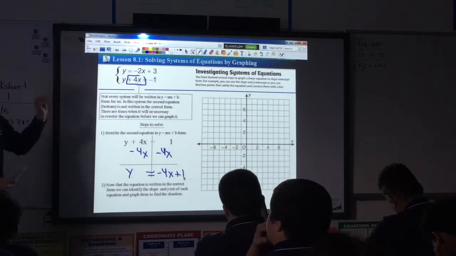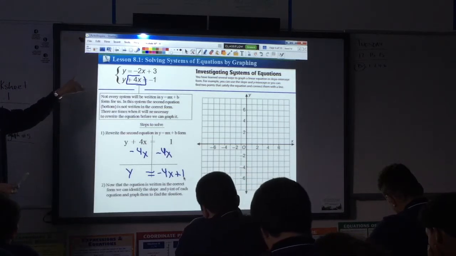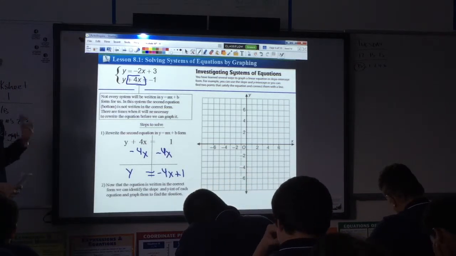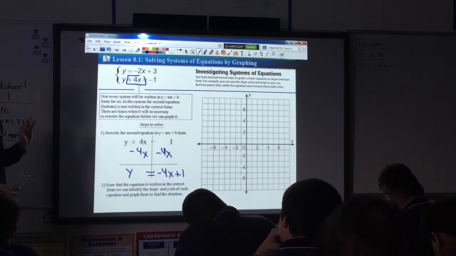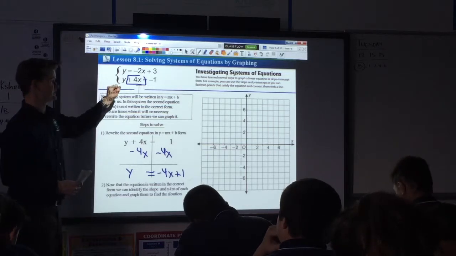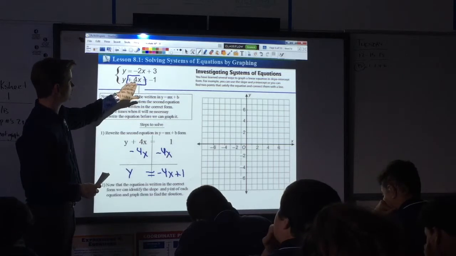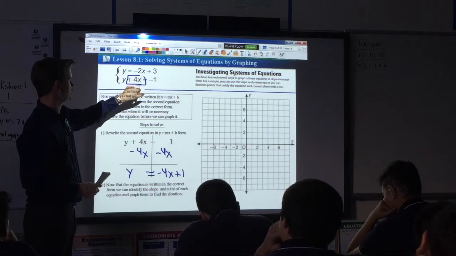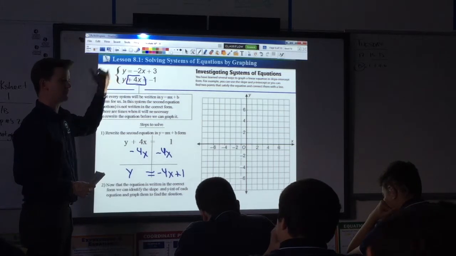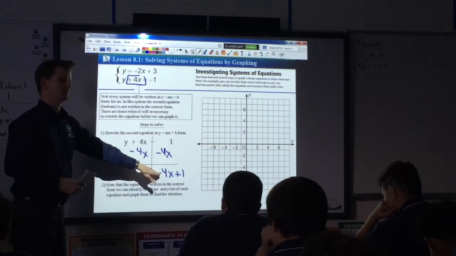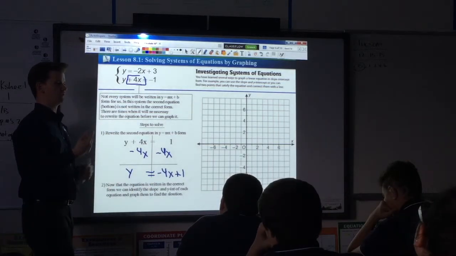When you are presented with an equation that is not in the correct form, you must go in and rewrite it first before we can graph it. If you try to graph this, it's going to be wrong, because you might think here, okay, well the 4x, that's my slope, that's a positive 4, but when we actually rewrite it, what's the actual slope? Negative 4. There's a big difference between a positive 4 and a negative 4.